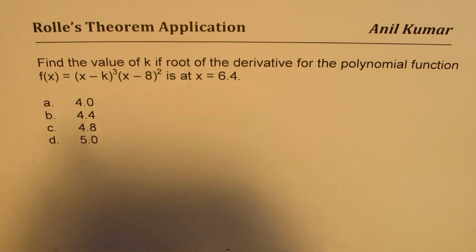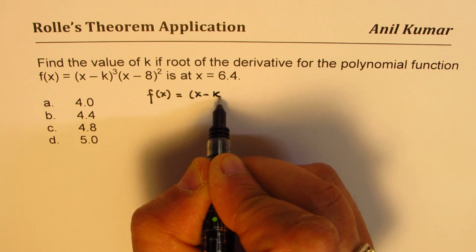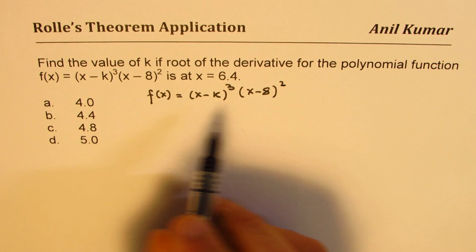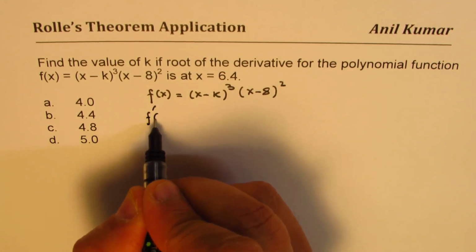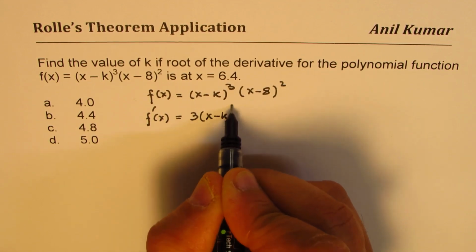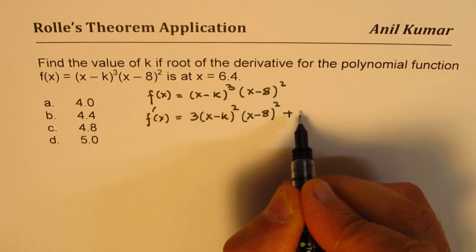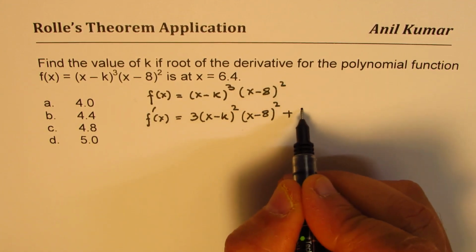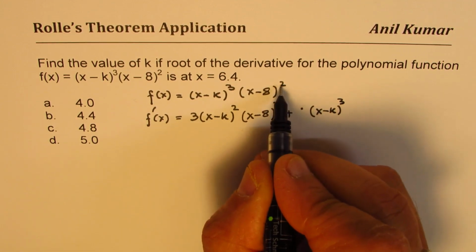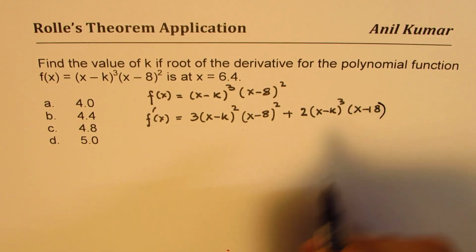Now, there are a couple of ways to solve this question. One is definitely we are given the function f of x equals (x minus k) whole cube times (x minus 8) whole square, right? We can from here find the derivative f dash x, which will be 3 times (x minus k) whole square times (x minus 8) whole square, plus, applying the product rule, we multiply by 2. So let me write first this function, which is (x minus k) whole cube. Derivative of this will be 2 times (x minus 8), right?